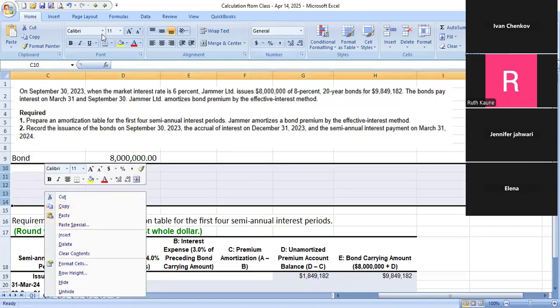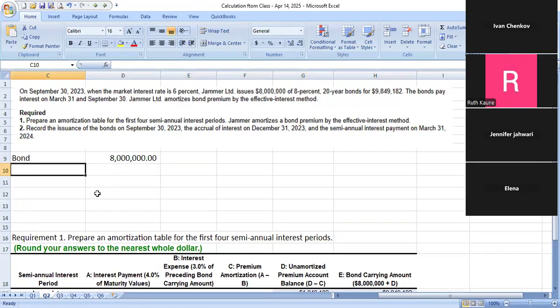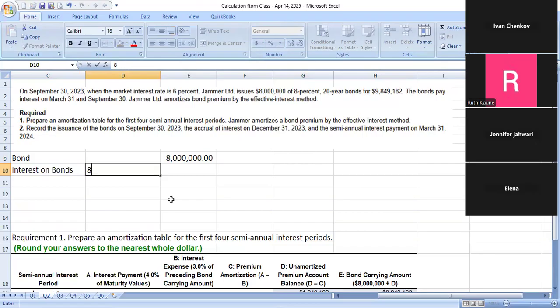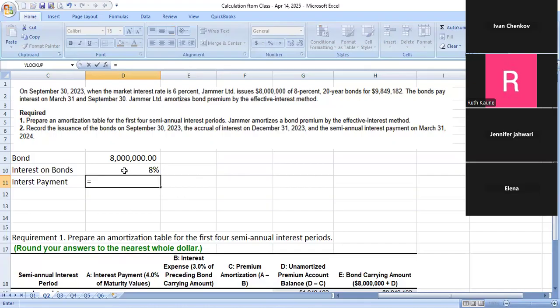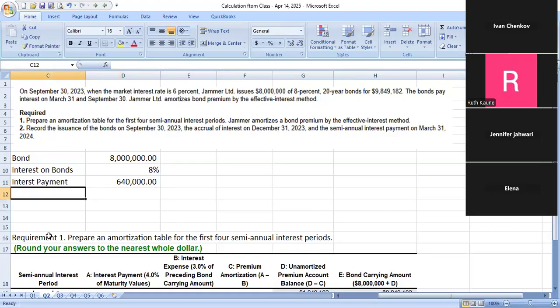What's the interest that the bond pays? 8%. We're paying 8%. So how much will the interest payments be? Let's go back here. Interest on the bonds. How much will my interest payment be? The annual interest payment in this case will be 8 million times 8%, correct? $640,000.